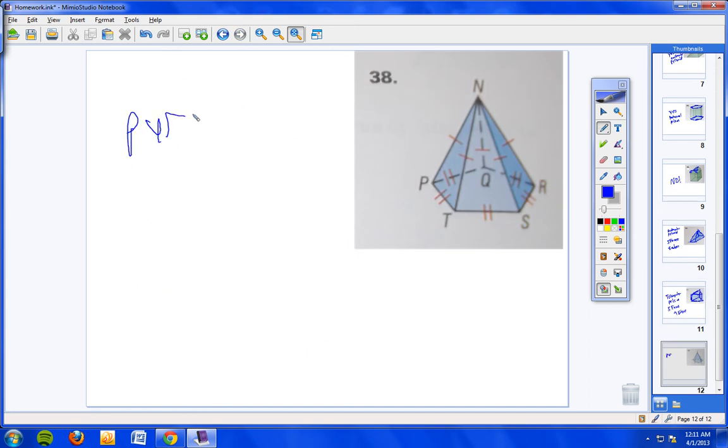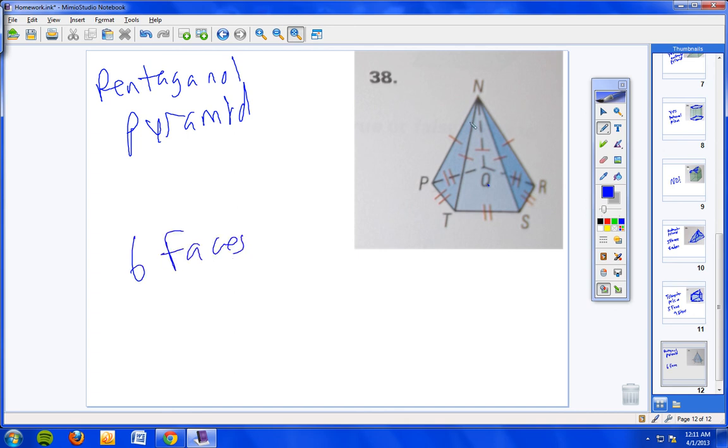Yes, we have a pyramid. We know that because it comes to a point. Look at the base. 1, 2, 3, 4, 5. So we call this a pentagonal pyramid. Pentagonal pyramid. Okay? And let's see if we can count the number of faces. 1, 2, 3, 4, 5, and 6. So it should have 6 faces.